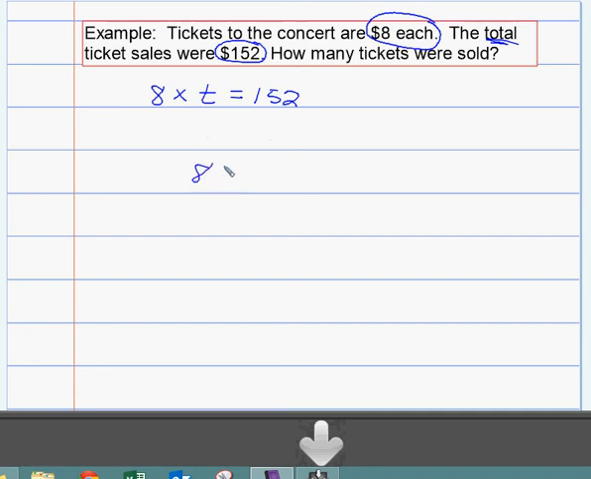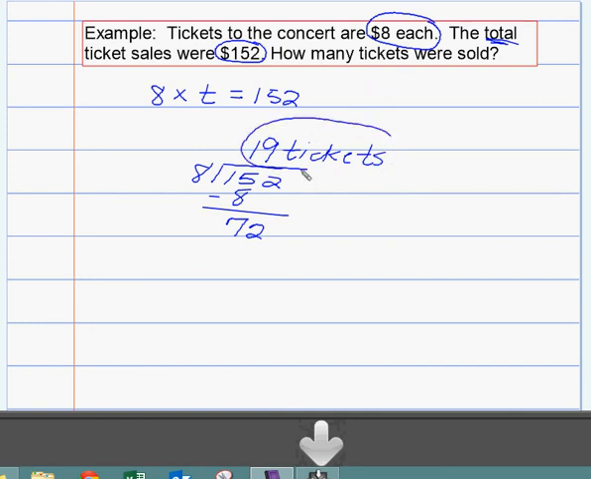So we need to divide 8 into 152. 8 would go into 15 one time. And we're going to subtract and get 72, and 8 times 9, I know, is 72. So it's 19, and then we need to label this. T stood for tickets, so 19 tickets. And it's not money anymore because this is how many tickets, and the number of tickets is just number of tickets.